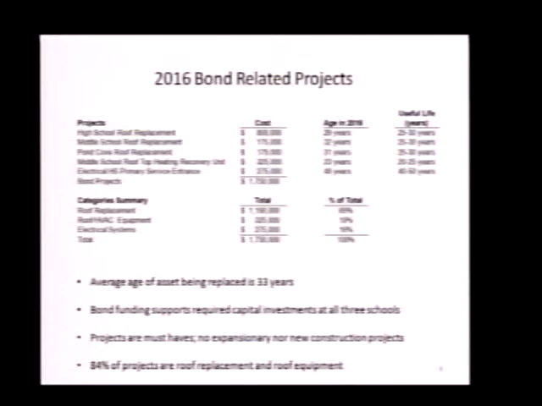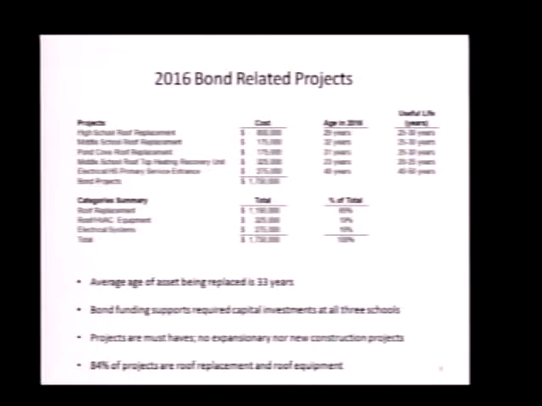So what are the specific projects? As you can see, the top one is a high school roof replacement. The estimated cost is $800,000. The age of that roof or those roofs in 2016 will be 29 years. And looking at engineering useful life estimates, roofs on average last 25 to 30 years. The second one, middle school roof replacement, $175,000. The age in 2016 would be 32 years. The useful life estimate for such an asset is 25 to 30 years.